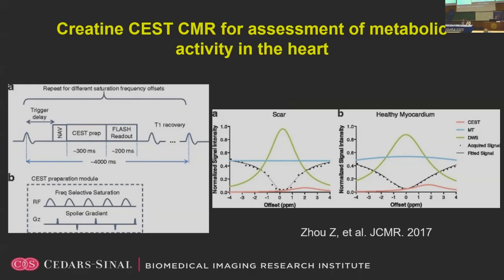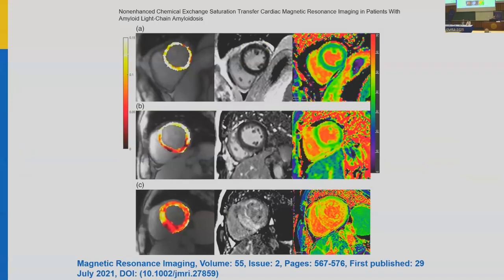This is the work we did a few years ago, where we used a single-shot FLASH readout in the cardiac cycle, preceded by the CEST B1 irradiation at different frequencies. The total preparation plus acquisition time is up to 500 milliseconds, which is very long in the heart. But this is a way to reduce scan time. Despite this challenge, we still get some pretty good images.